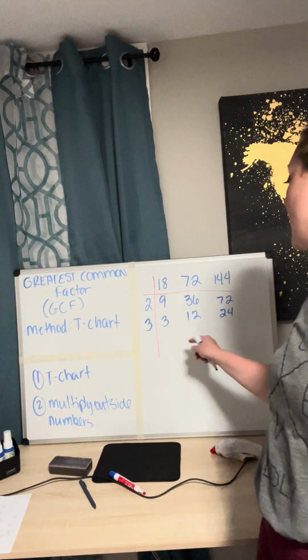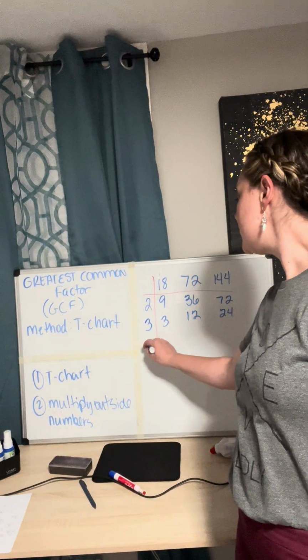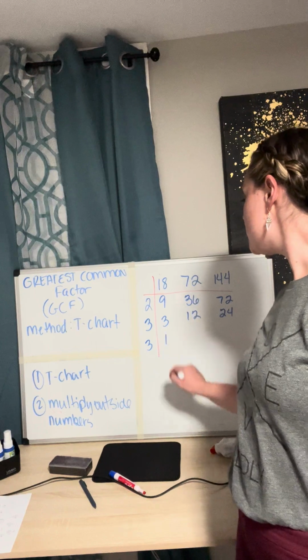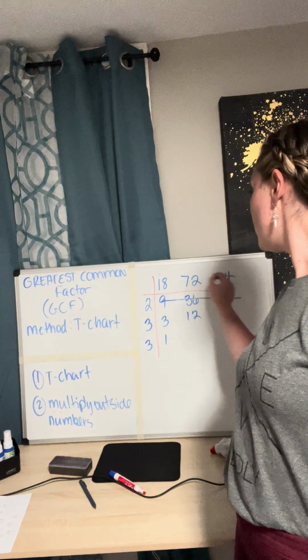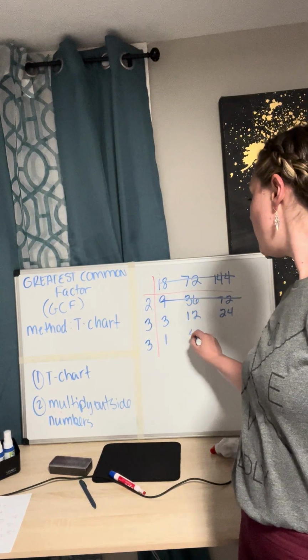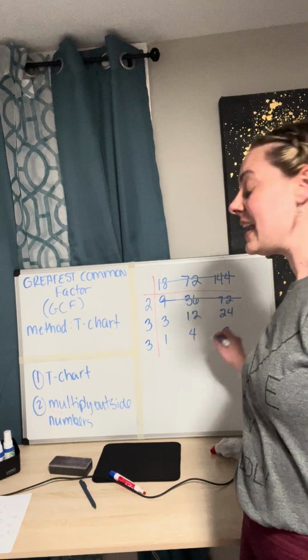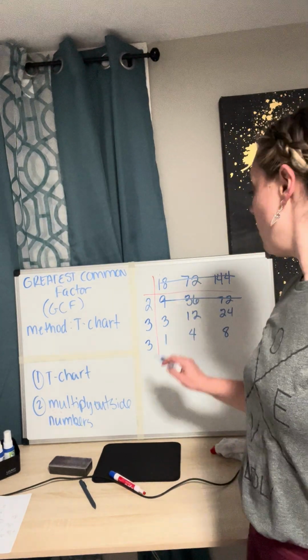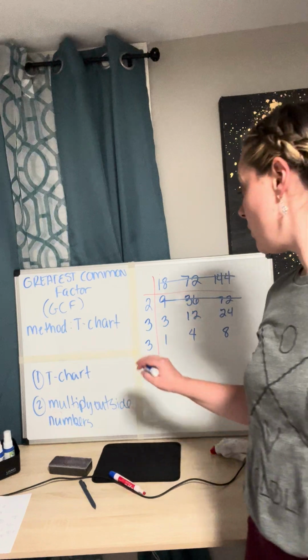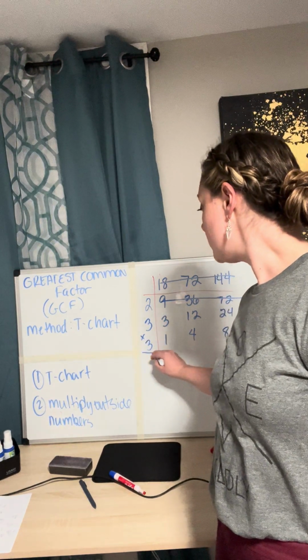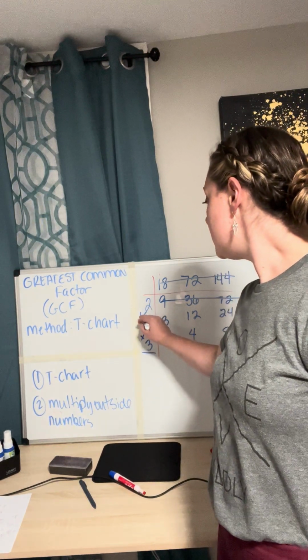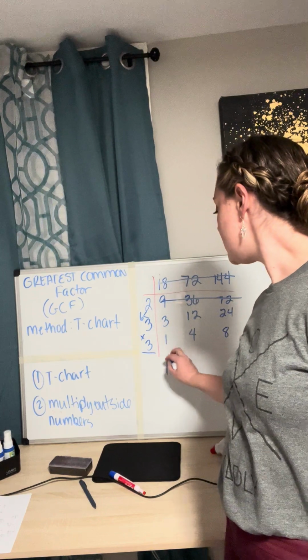Okay? And then I have 3, 12, and 24. I can only take out a 3, so 3 times 1 is 3. Like, these numbers no longer matter, right? 3 times 4 is 12, and 3 times 8 is 24. 1, 4, and 8, I can't reduce anymore. I come out here, I multiply. 2 times 3 is 6. 6 times 3 is 18.